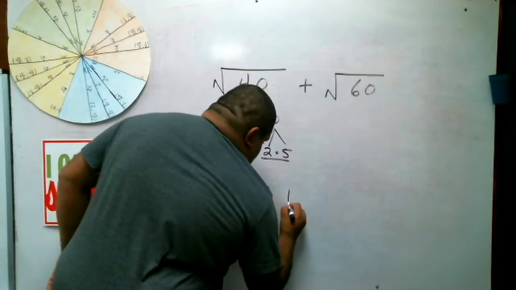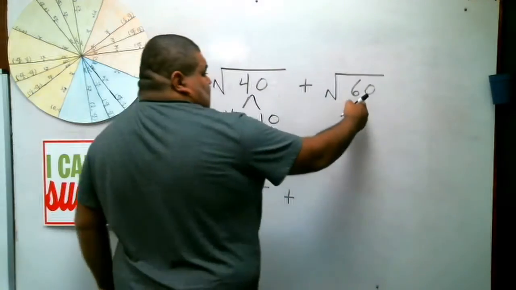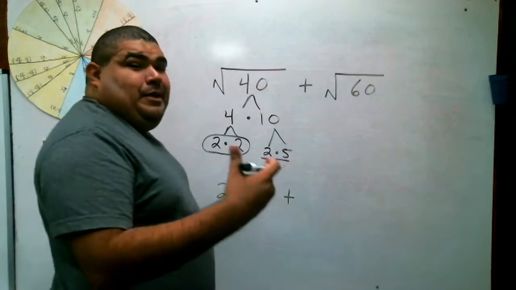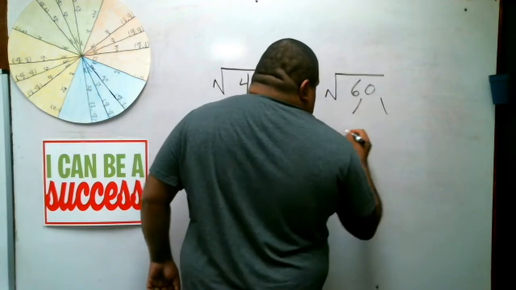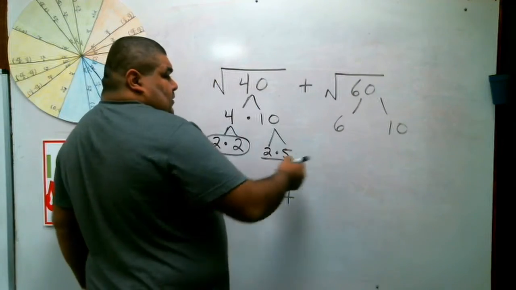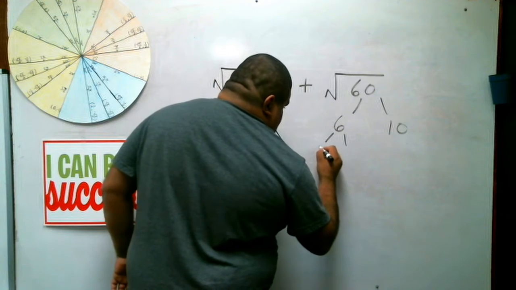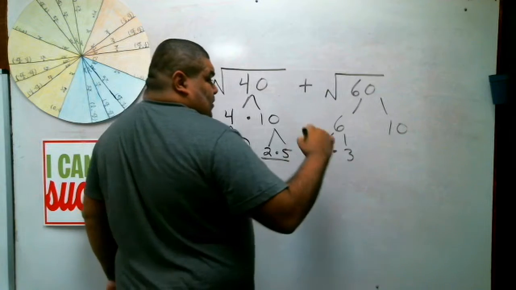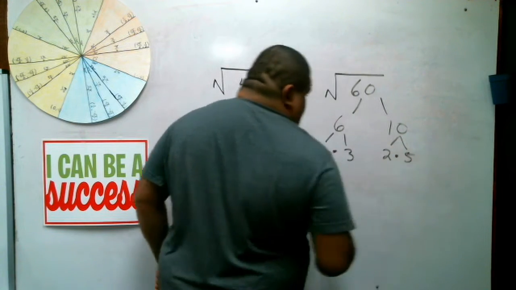Plus, now let's break down the other one. Again, 60. There's a few numbers you can break it down to. I'm going to pick 6 and 10 again. Okay, simple numbers. We have a 6. We have a 10. Two numbers that give us 6. We have 2 times 3. For 10, we have 2 times 5.